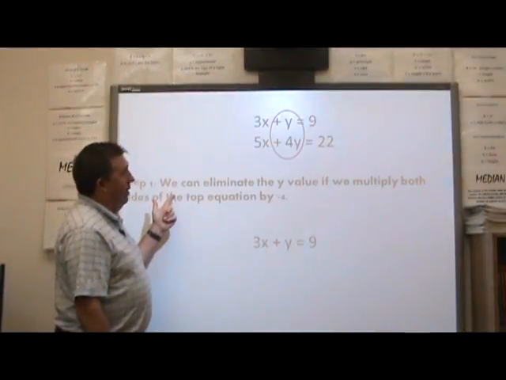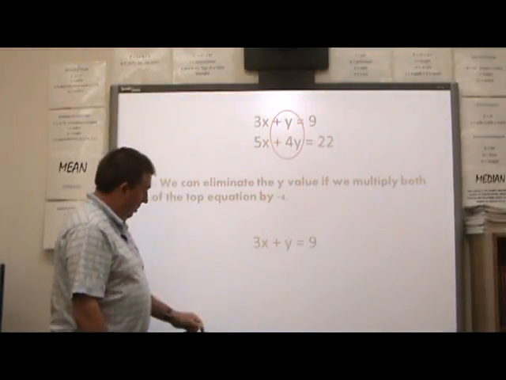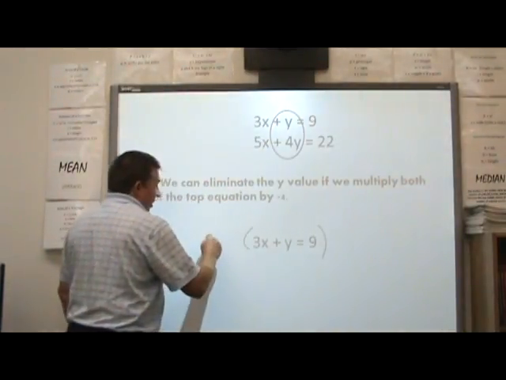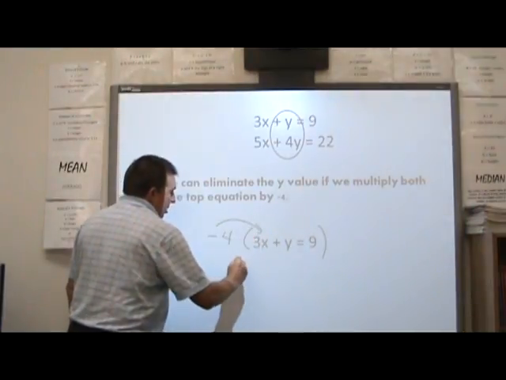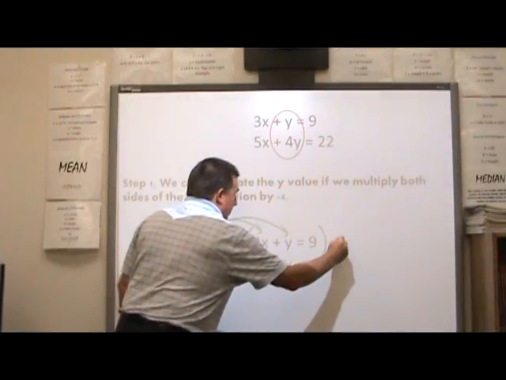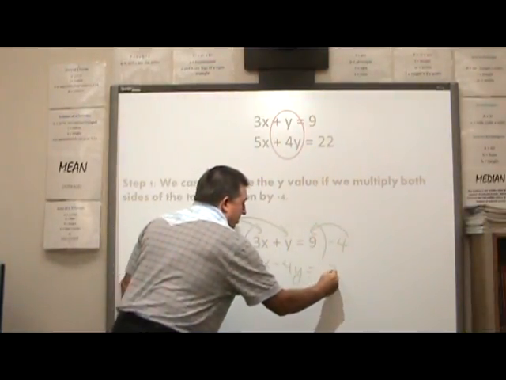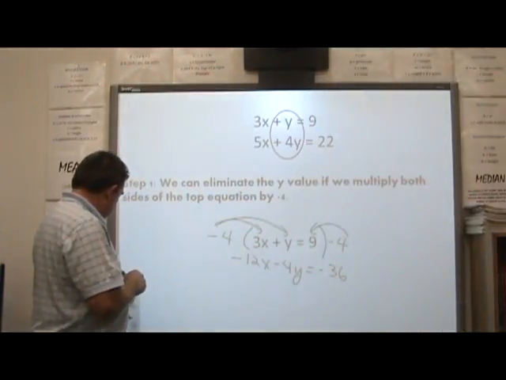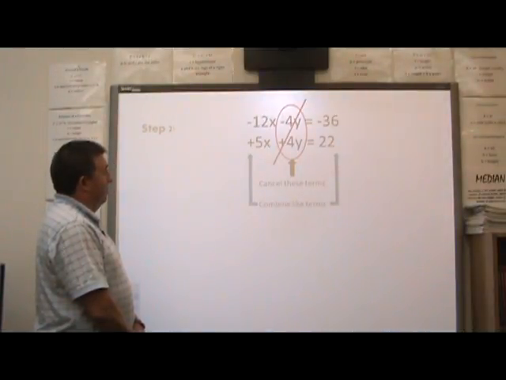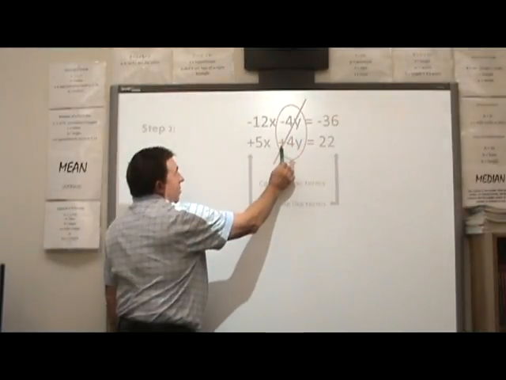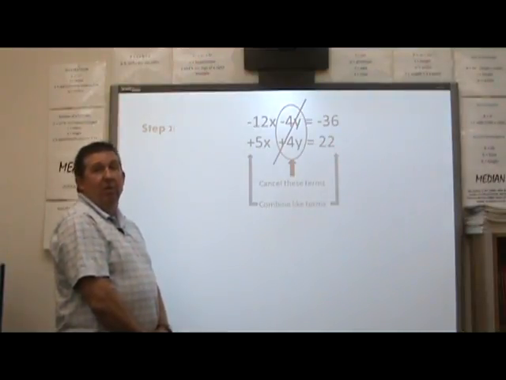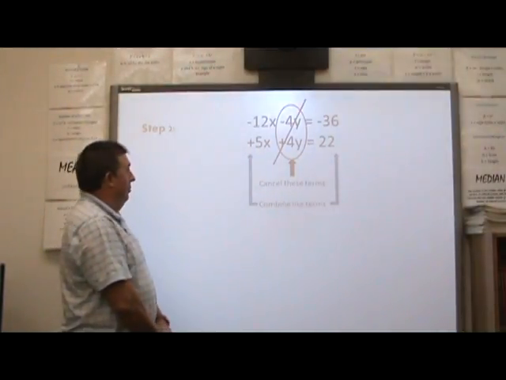Okay, now we're going to eliminate the y because we multiplied both sides by -4. And when we did that again, we took this top equation and multiplied by -4 on both sides, which gave us -12x minus 4y equal to -36. So now I can cancel out the y values because the top one is -4y and the bottom one is +4y. If I add those two together, I will cancel out the y's, thus eliminating y's and have only x's to find the answer to.